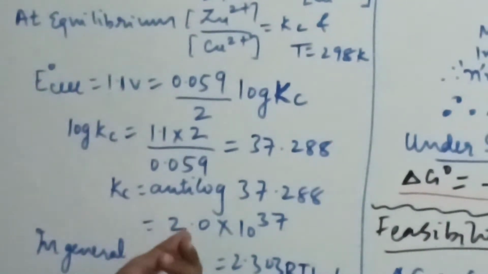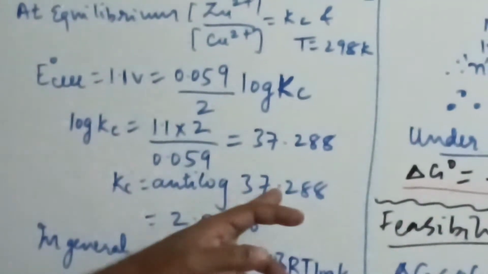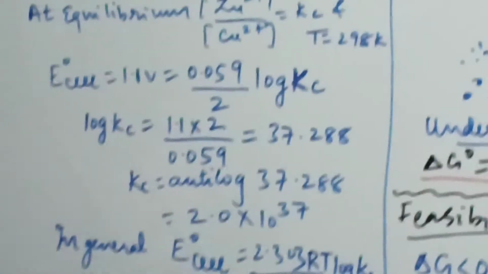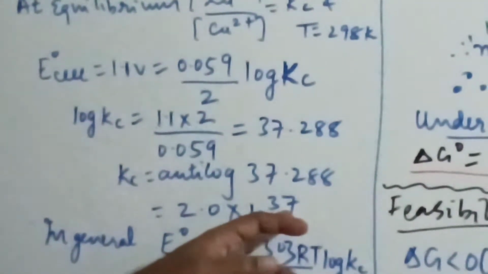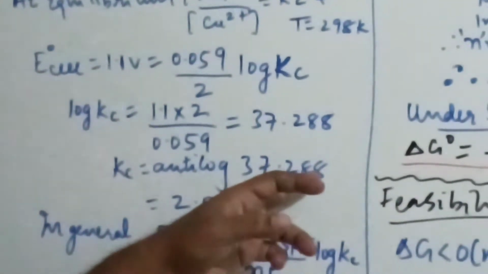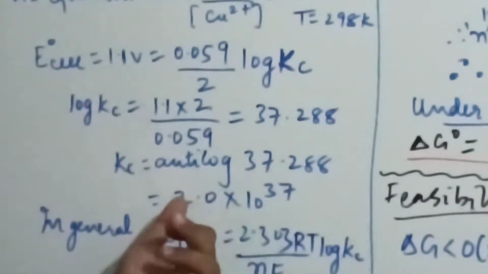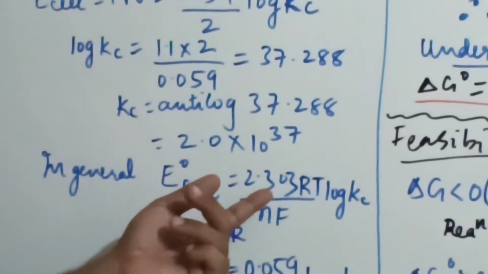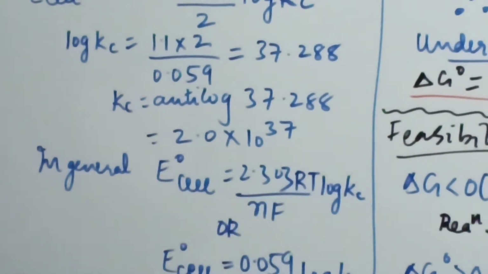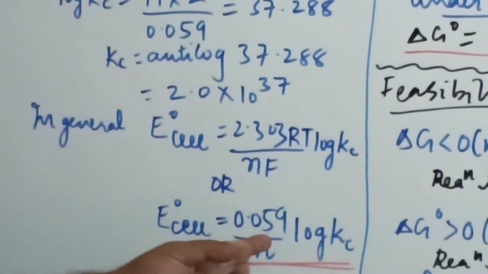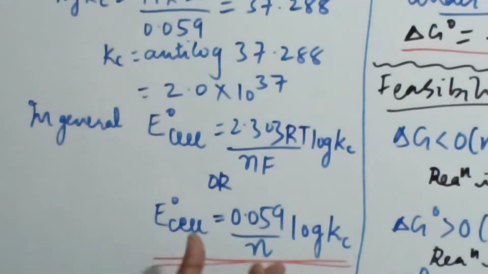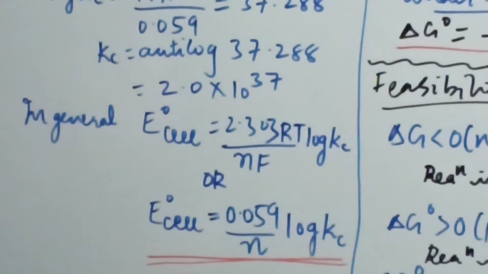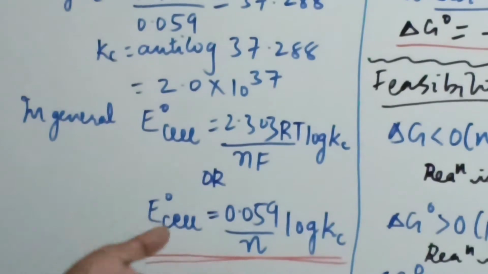That is equal to nothing but 2 into 10 raised to 37, because whatever comes to the left side of the decimal naturally will go to the power of 10, that is 10 raised to 37, and for 0.288 in the antilog column, you will get 2. So in general, the equation is E° cell is equal to 2.303 RT by nF log of Kc, or I can write E° cell is equal to 0.059 by n log of Kc. This is the equation which you need to learn by heart, because this will be used for the numericals to calculate the equilibrium constant, provided the value of E° cell is given to you.